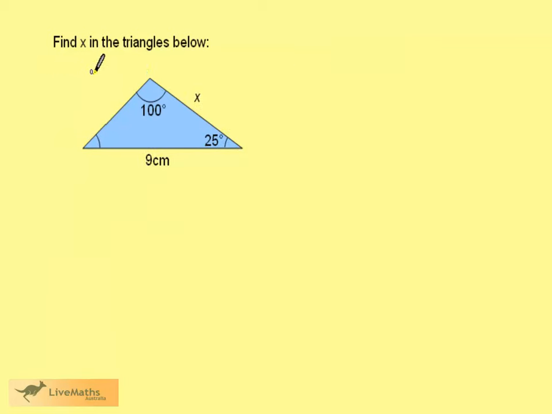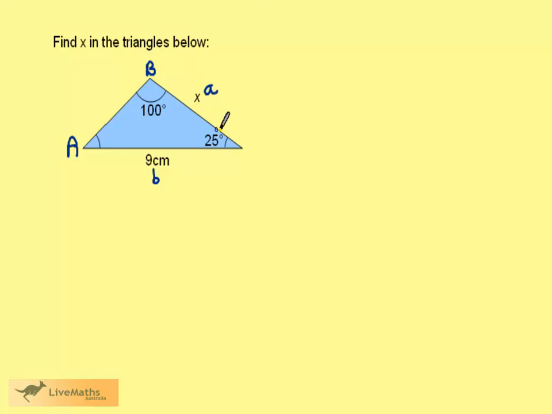We now want to find x in the triangle below. Here is x, and since this is the one we're finding, let's call it A. The angle opposite is A. This side I'm going to call B, and the angle opposite then must be B.